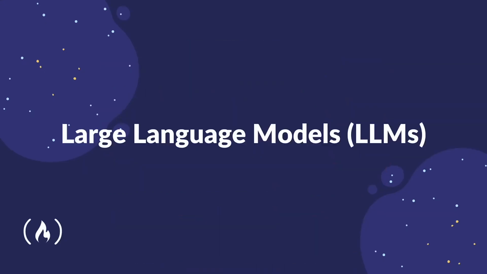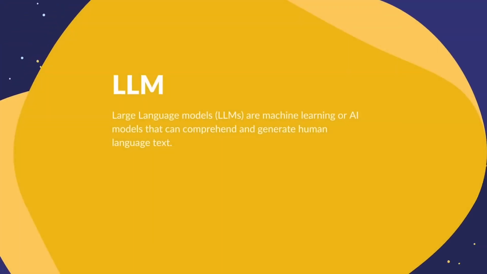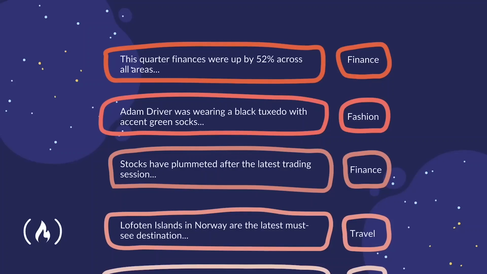Large language models. Large language models, or LLMs, are machine learning models, sometimes referred to as AI models, that can comprehend and generate human language text. So, in fact, we already had a look at a super basic example of one. It was when we fed training data into our AI model so that it could accurately predict what category a paragraph would belong to. At their most basic level, large language models are like sophisticated autocomplete applications.